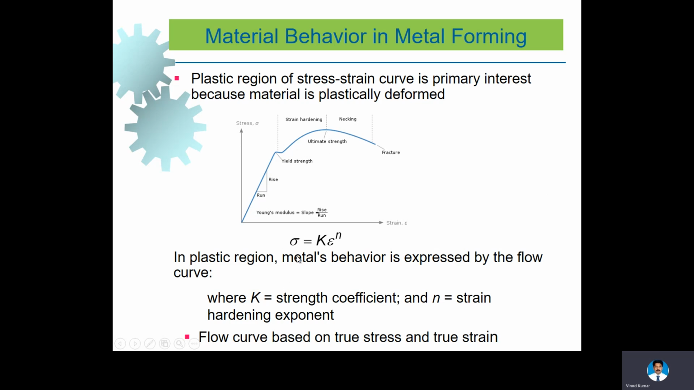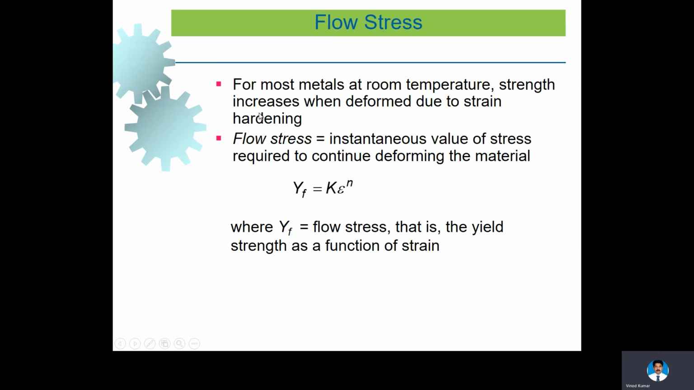The equation can be written as sigma, the stress applied, is equal to K, a constant called the strength coefficient, times epsilon, the strain, raised to n. n is a constant called the strain hardening constant. So K and n are constants: n is the strain hardening constant and K is the strength coefficient. This is the flow curve, based on true stress and true strain. Most metals at room temperature increase in strength when deformed due to strain hardening.